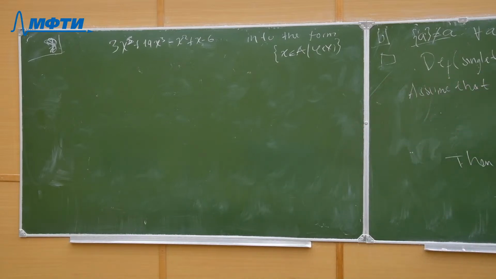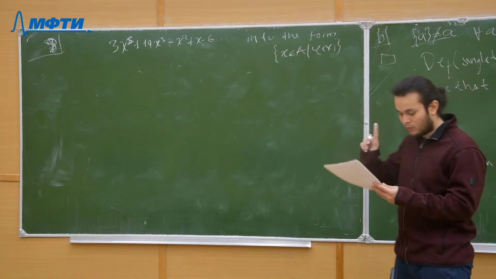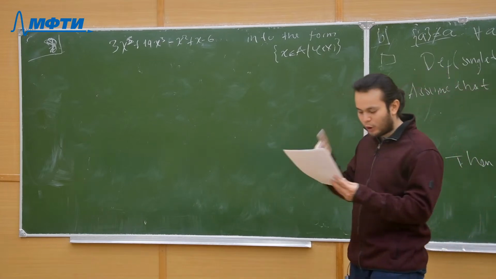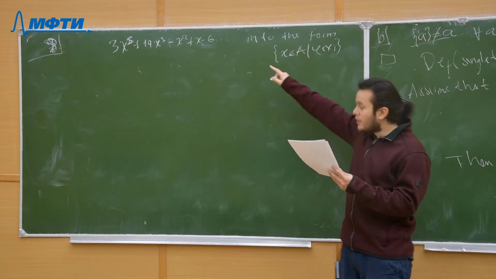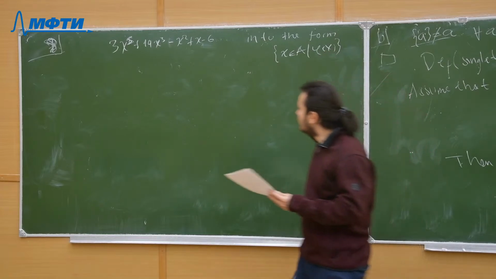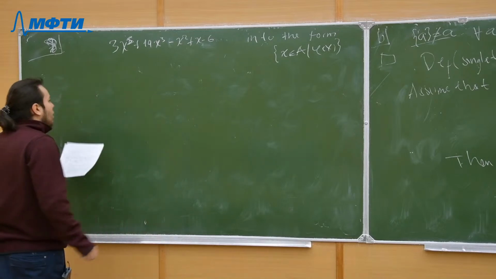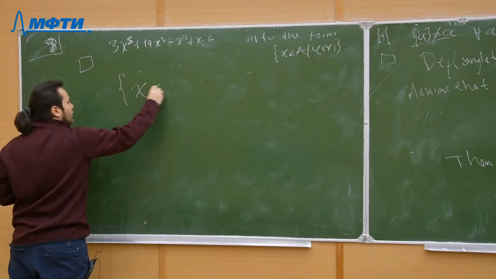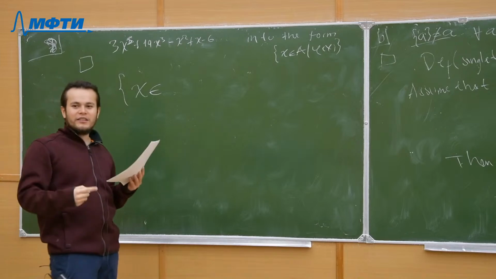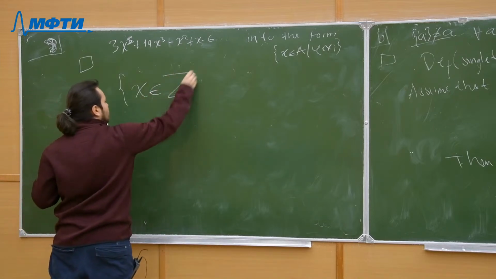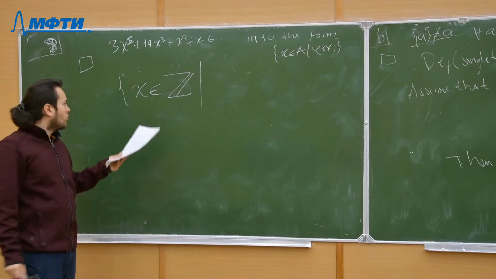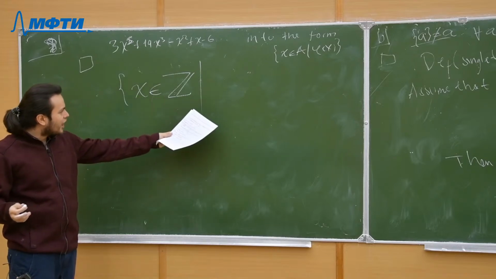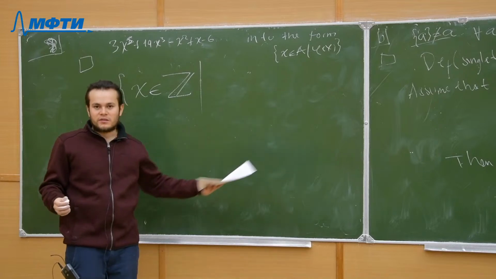So again, translate the following set specification. The set of all the integer numbers less or equal than some root of the polynomial, this polynomial here, into this form. So the solution is the following. x is from the set of all the integer numbers, right? So the set of all the integers x such that some property is satisfied here.